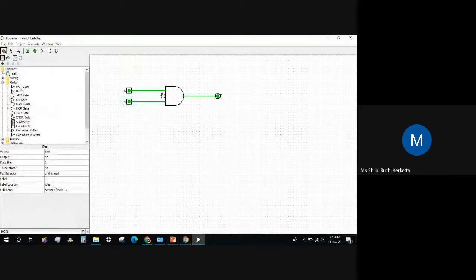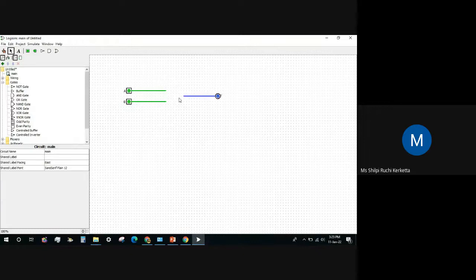So we will do this OR gate in Logisim. So we will put this OR gate here.